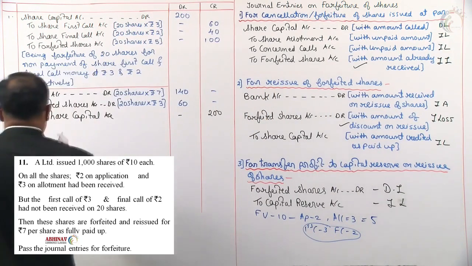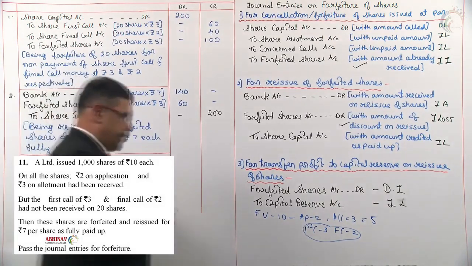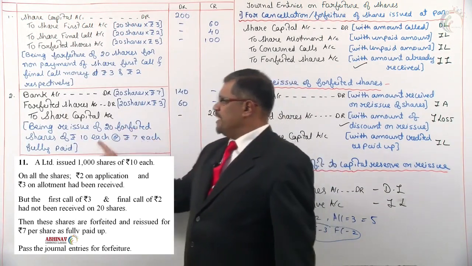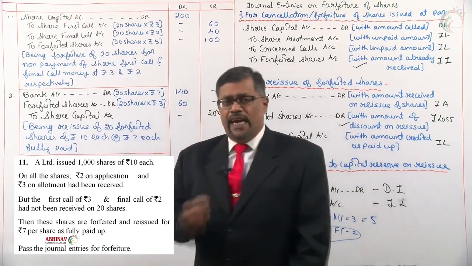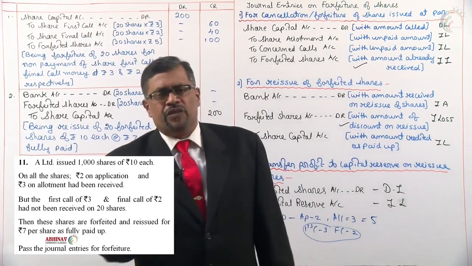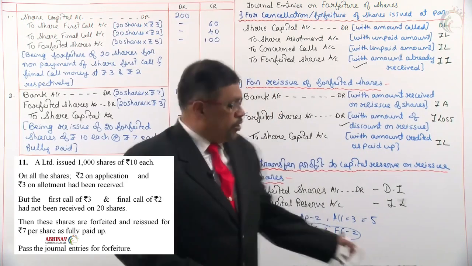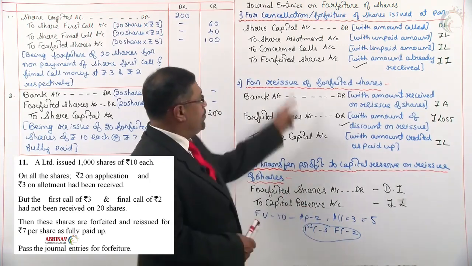Let's see. Being reissue of 20 forfeited shares of rupees 10 each at rupees 7 each fully paid, or you can say at a discount of 3 rupees. That's all with entry number 2. Now let's see what is the profit. Because whatever is the profit, we should transfer to capital reserve. How to find the profit?